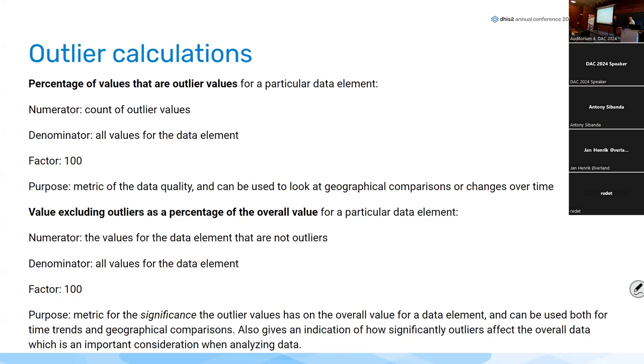None of the other data quality metrics that we have explored actually tell us that answer. They just show us where the problems are. But this gives us somewhat of a metric of whether we can actually be confident in using our data, which I think is a big step for the DHIS2 community to take.